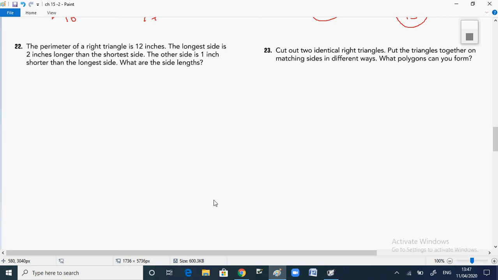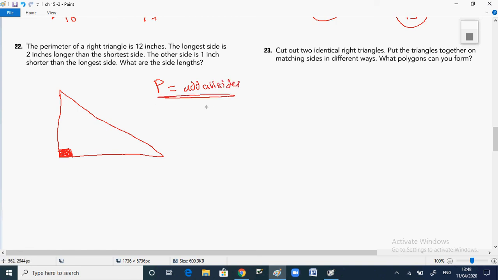Now for question number 22, the perimeter of a right triangle is 12 inches. The longest side is 2 inches longer. Look, this must be a right and scalene triangle. So we have different sides for the scalene. 12 inches perimeter. Again, for the perimeter we have to add all sides. So side 1 plus side 2 plus side 3 is 12 inches, right?